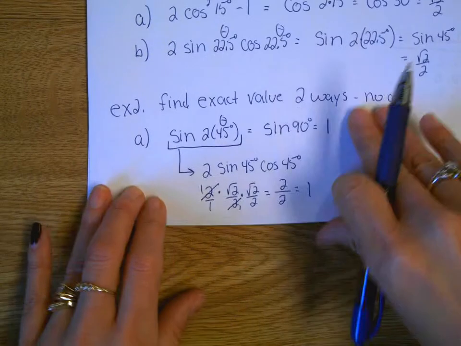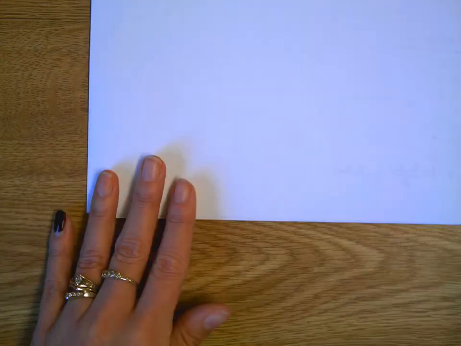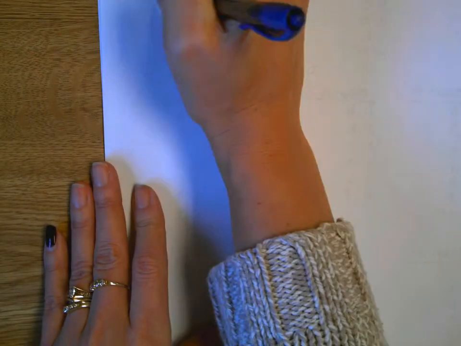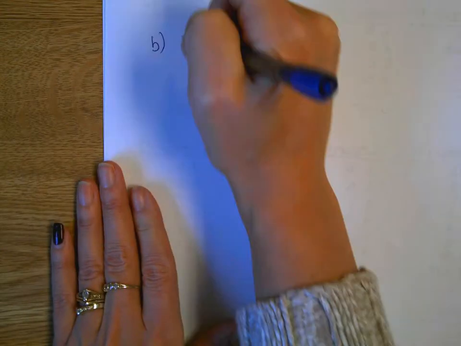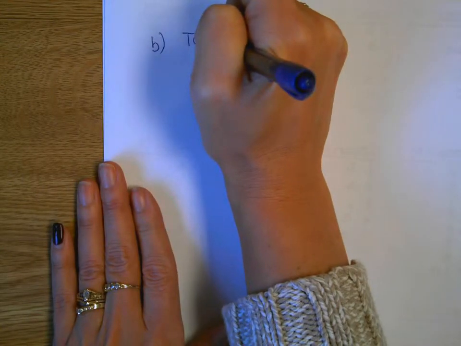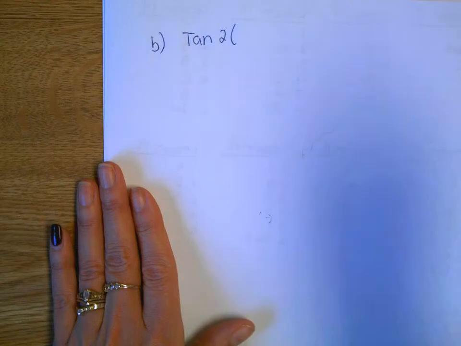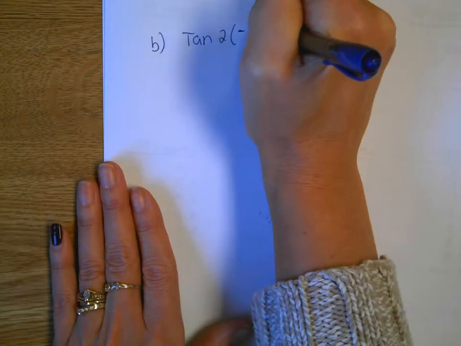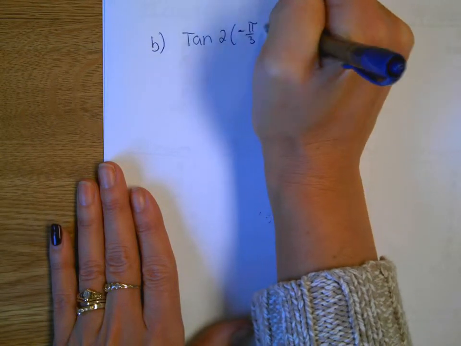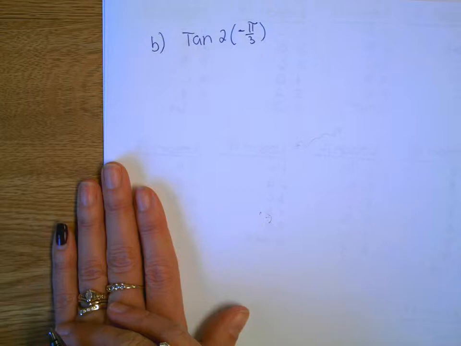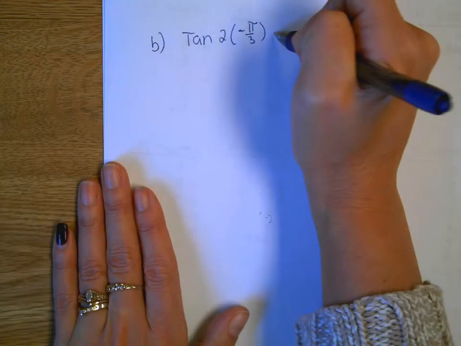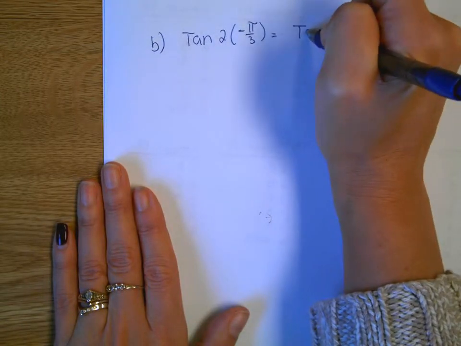Okay, one more of these, a part B, with a tangent. B. Okay, we got the tangent of 2 times a negative pi over 3. Okay, what are you going to do first? I would change it to degrees. So I'm not, this isn't actually one of my ways yet.